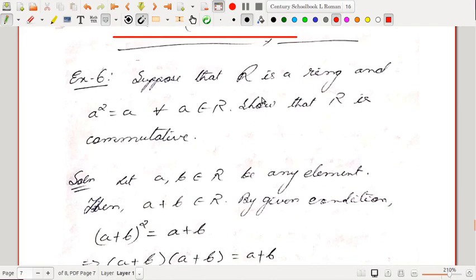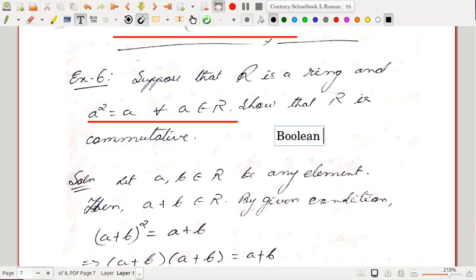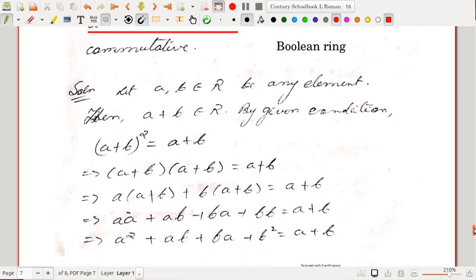Next, another problem. Suppose that R is a ring and a square equal to a for every a inside R. Show that R is commutative. Okay, so this ring is called a Boolean ring. Any ring which satisfies this criterion is called a Boolean ring. It's named after the famous mathematician who was also the father of modern computers, George Boole. So a ring which satisfies the property a square equal to a for all a inside R is called a Boolean ring. If it's a Boolean ring, we have to show that it's commutative. Every Boolean ring is commutative.